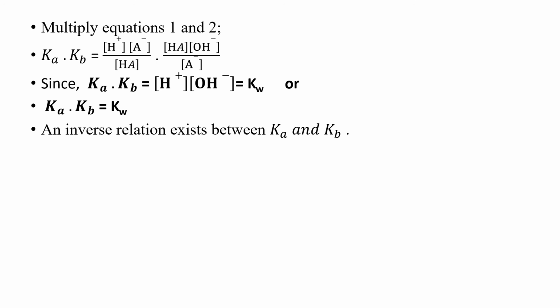If you remember, we have also made an equation for Kw, the ionization constant of water, that was equal to the molar concentration of hydrogen ion times the molar concentration of hydroxide ion. So ultimately we can say the product of Ka and Kb equals Kw. So an inverse relation exists between Ka and Kb.